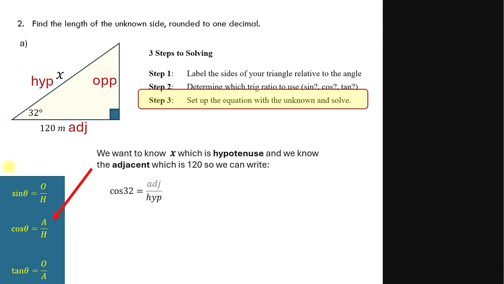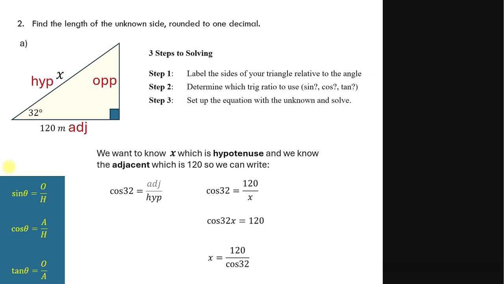In this case, the cosine of 32 equals 120 over x. Now this becomes an algebra problem where we have to solve for x. So by cross multiplying, we can get the cosine of 32 times x equals 120. Therefore, x by itself equals 120 divided by cosine 32. Now it becomes a problem for our calculator.